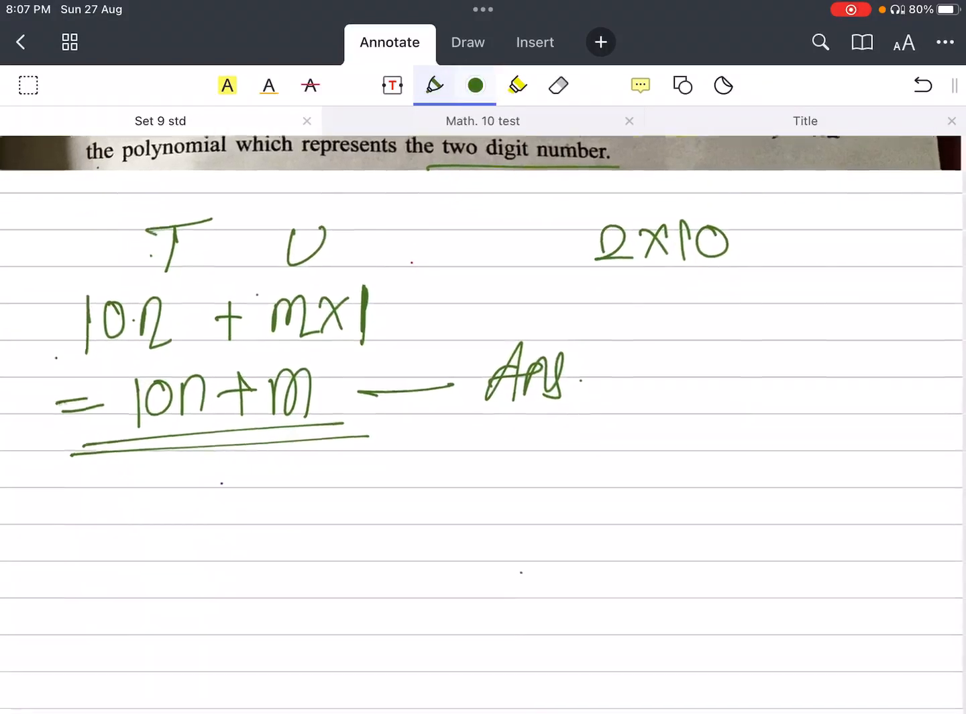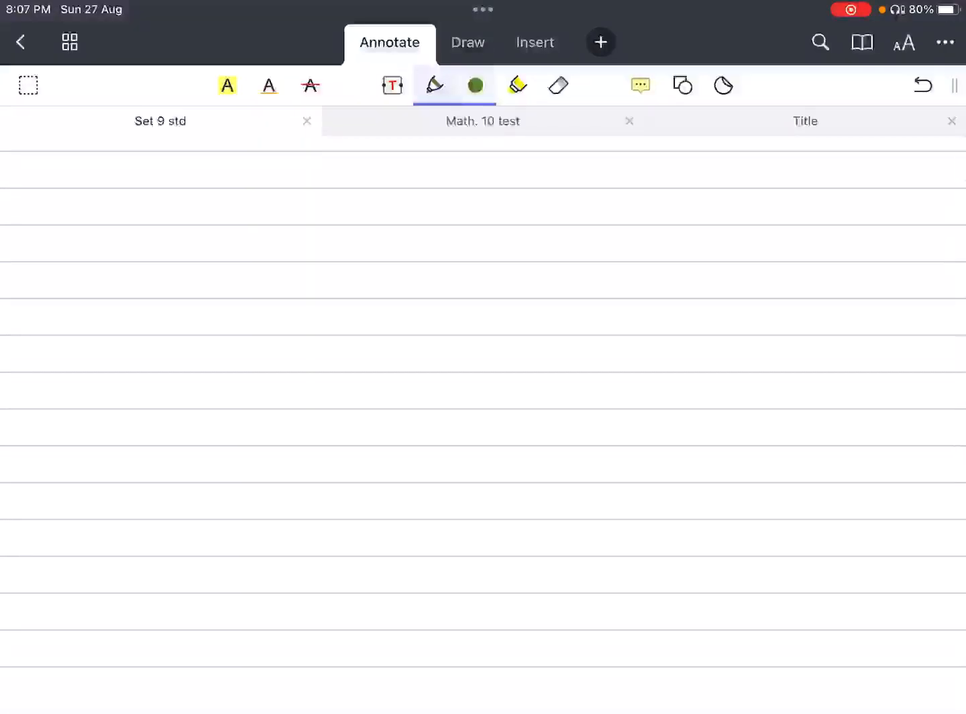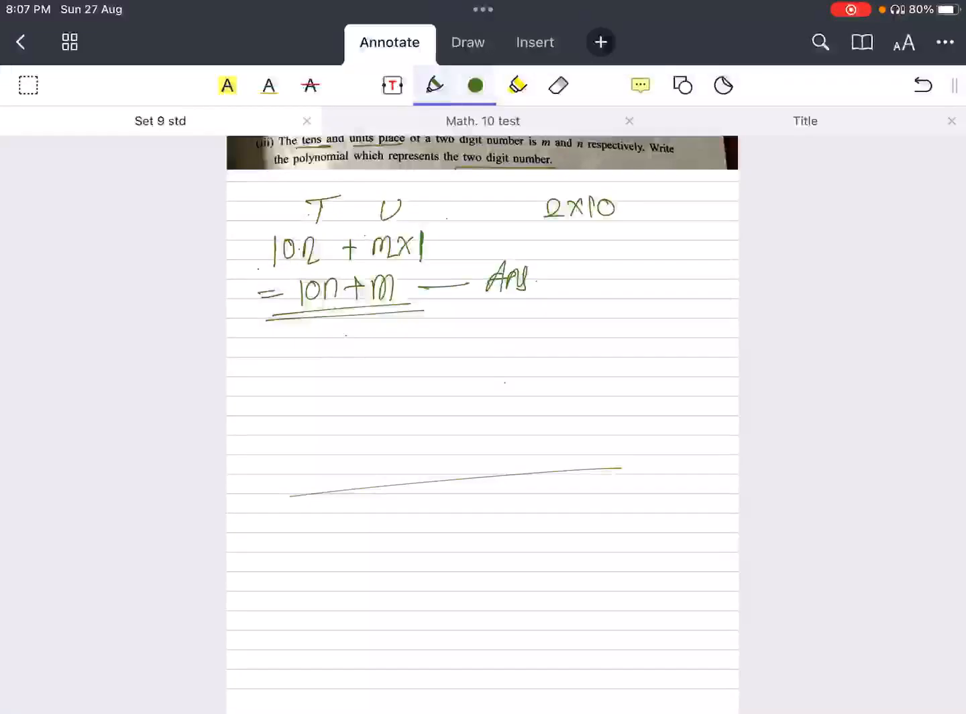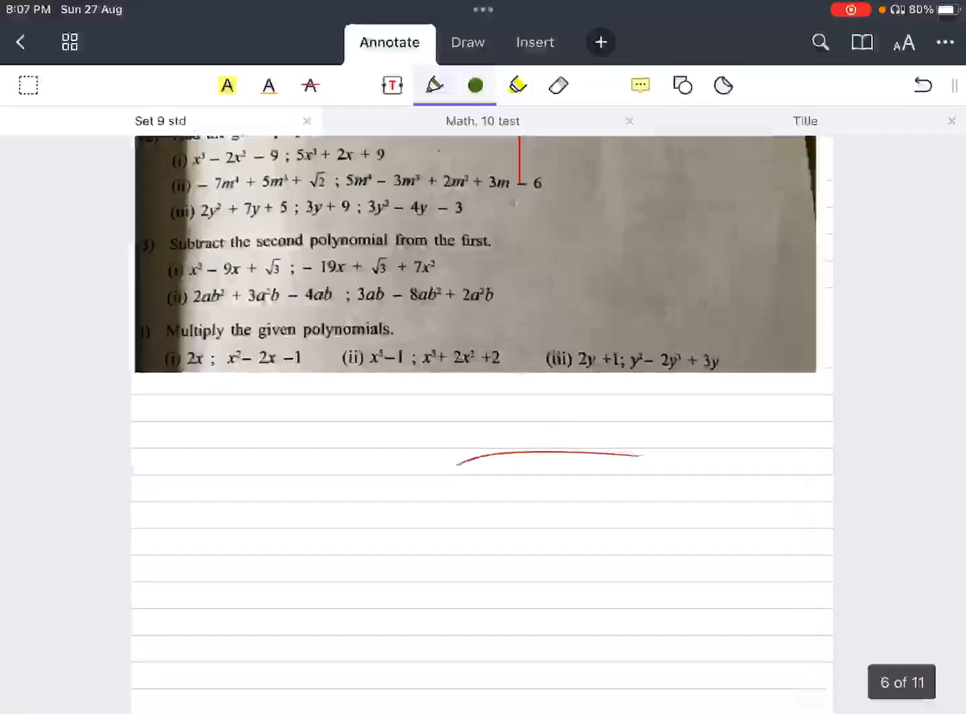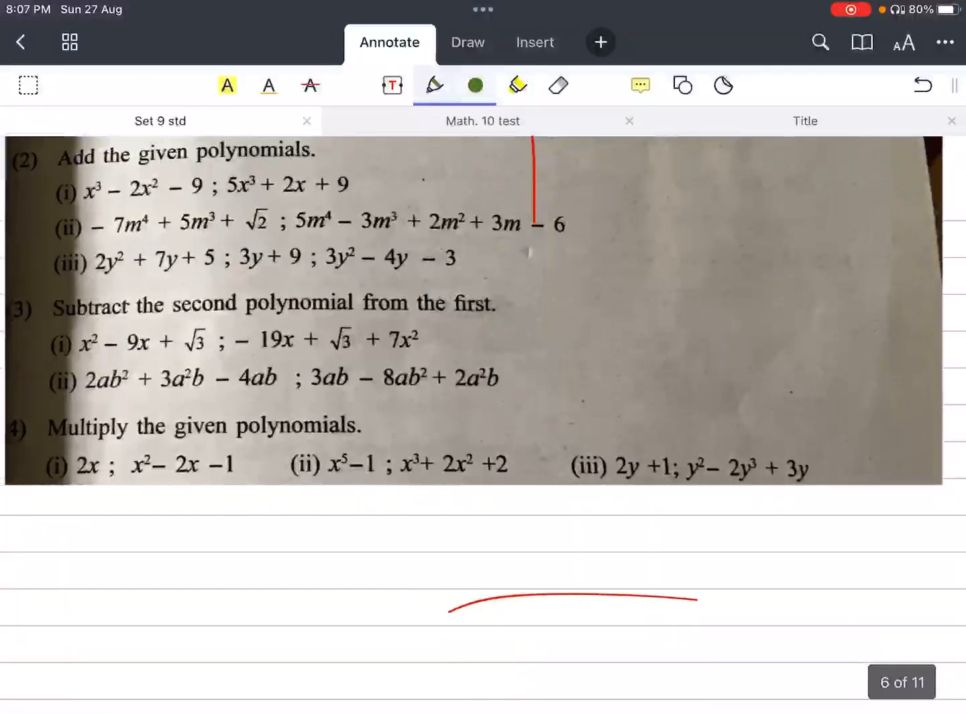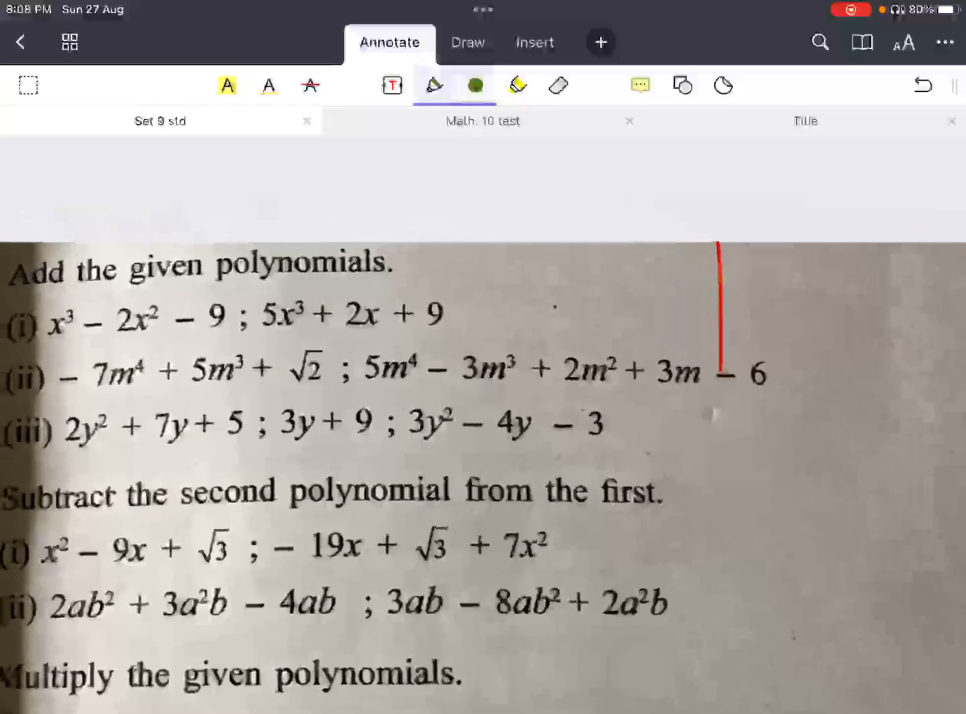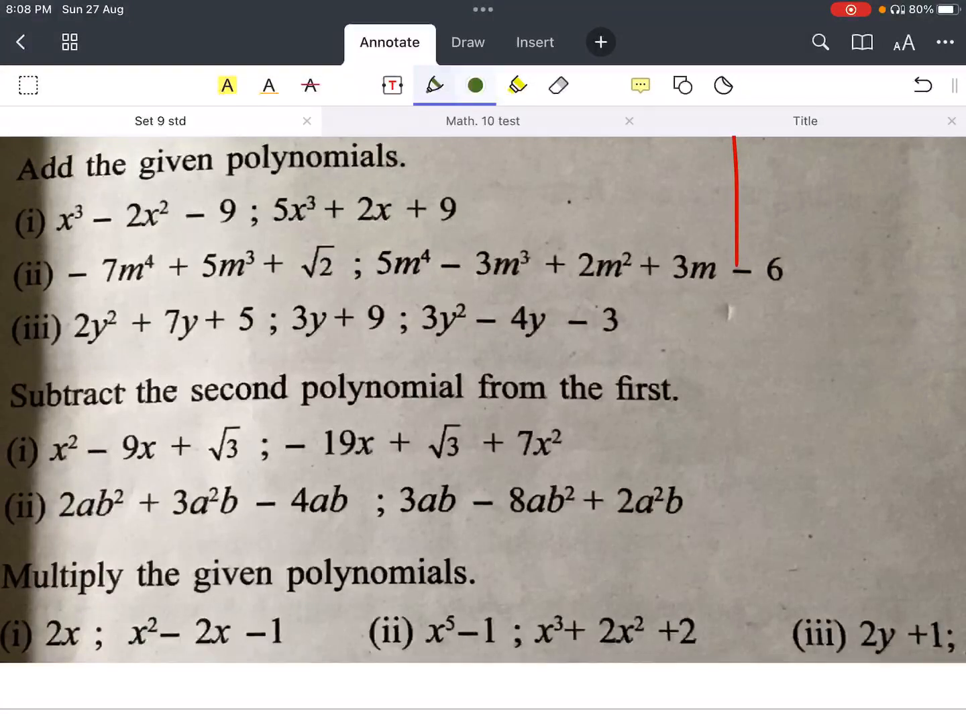So likewise we have to find out the numbers and answer this. Now let's move to the second question. The question is: add the given polynomials. We will solve it over here. We have to add these polynomials, so first of all we have to think about it.